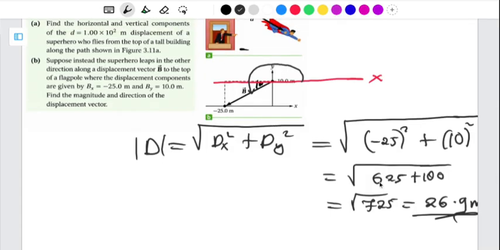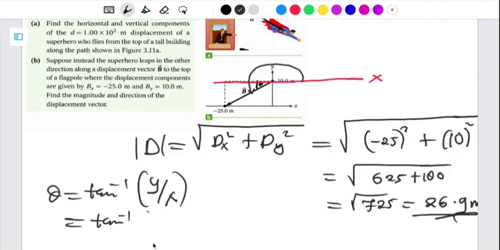Now, this question continues by saying we need to also find the direction of the displacement. Remember, the direction can be described in two ways depending on the question. This question is asking us to find theta. How do you find theta? Theta is equal to tan inverse of y over x, the y component divided by the x component. The y component is 10 and the x component is negative 25. So let me do the computation: 10 divided by negative 25, I'm getting negative 0.4, then tan inverse.